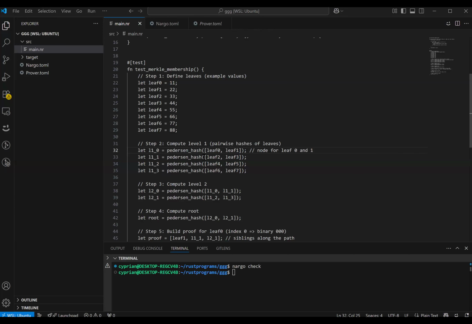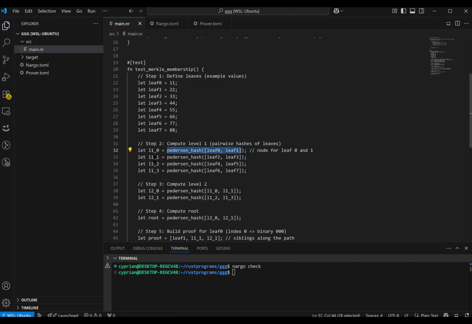So this is what I was discussing. Now when you pair leaf 1 and leaf 0, the node will then be leaf 11. So let 11_0 be the Pedersen hash of leaf 1 and leaf 0. And then what about 11_1?